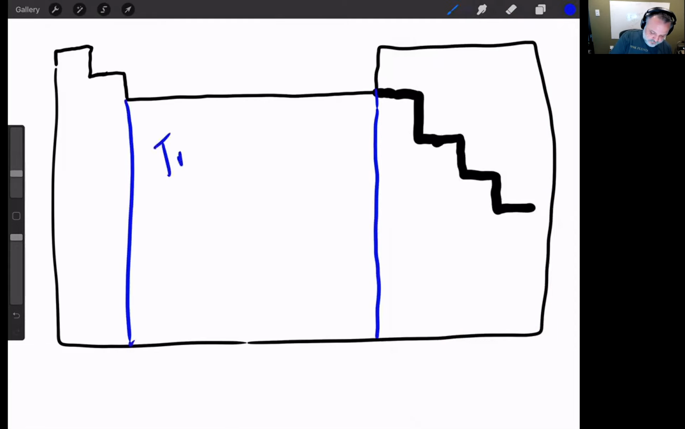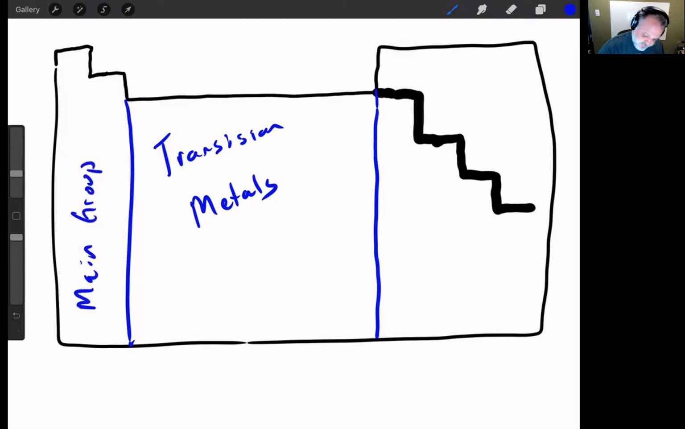All of this is called transition metals. Transition metals. The other parts of the periodic table are called main group. And that includes over here too, main group.